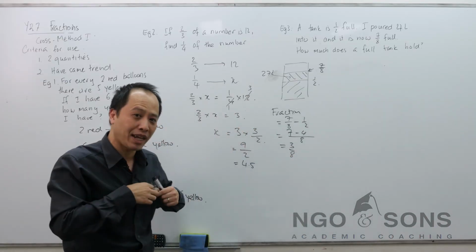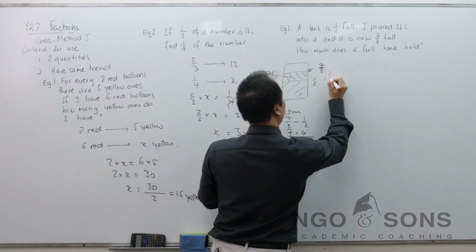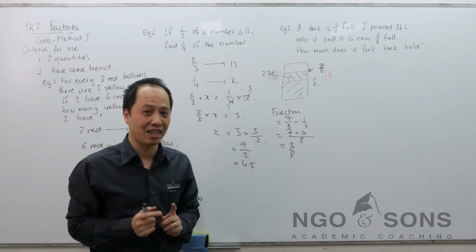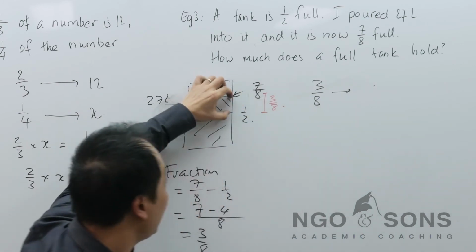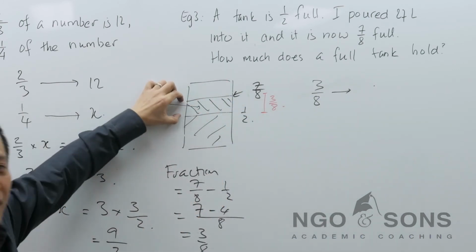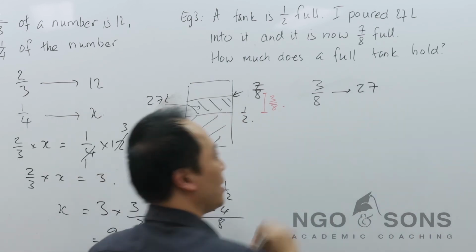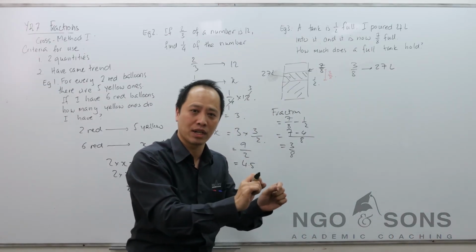So what is 3/8? 3/8 is here. That's 3/8, right? So now you can say that 3/8 is this bit, and this bit is 27. So you can say 3/8 gives 27 litres. It is not a half gives 27, okay?